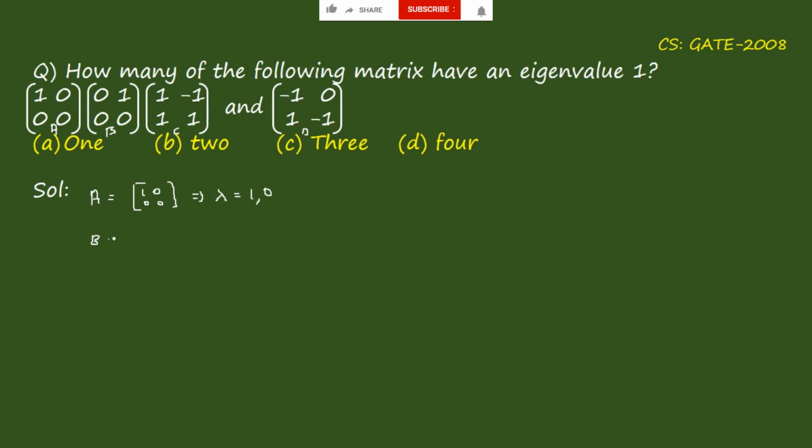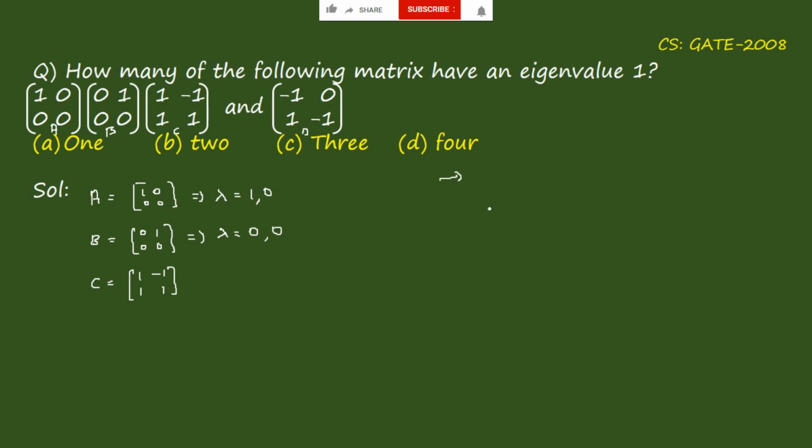Now coming to B, which is equal to 0, 1, 0, 0, right? It's an upper triangular matrix. So eigenvalues are the diagonal elements. So eigenvalues are 0, 0. Now coming to C, which is given as 1, minus 1, 1 and 1, right? Now we define the eigenvalues.